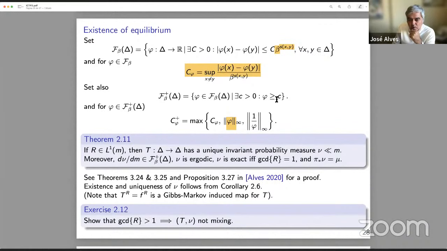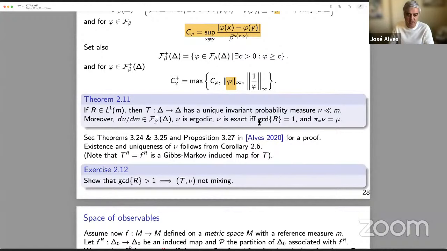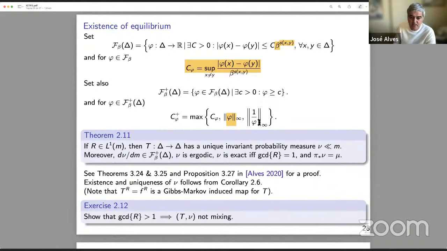And this is the last result we saw in the first lecture: towers have a unique invariant probability measure which is absolutely continuous with respect to the reference measure. Moreover, the density of this measure lies in this good space. So it's, in a certain sense, Holder continuous and uniformly bounded away from zero. So in particular, the measure is equivalent to the reference measure.